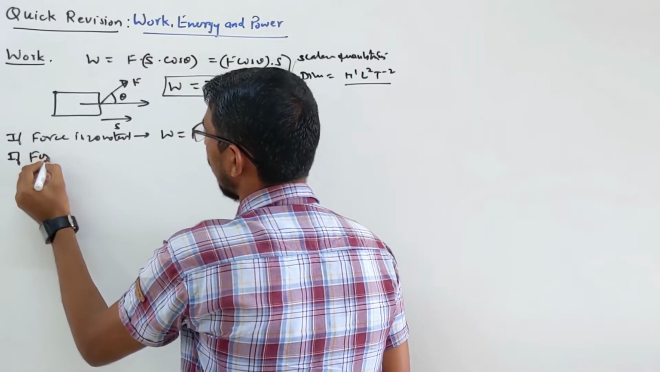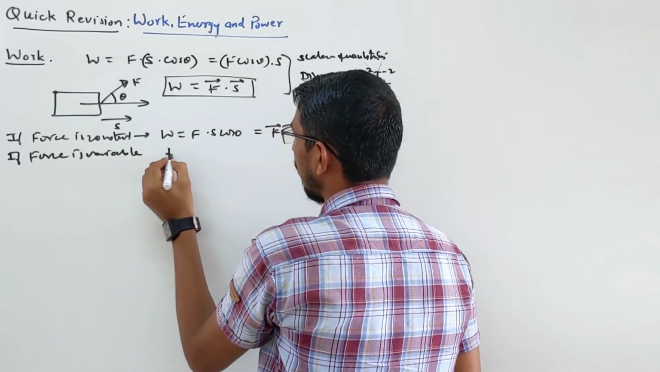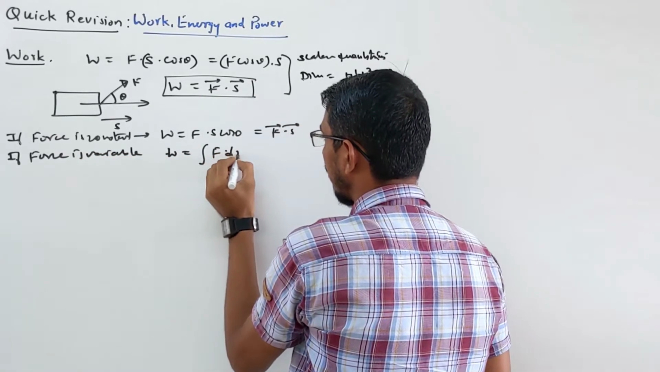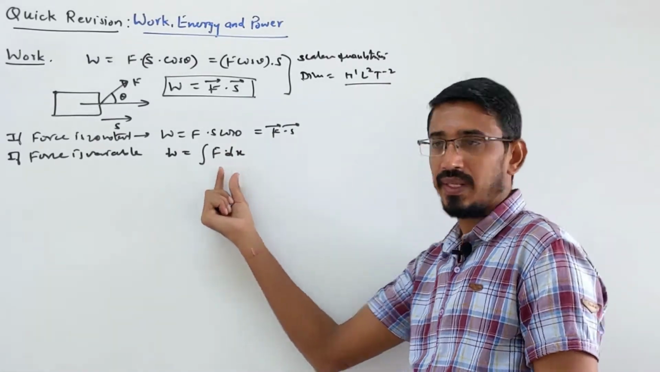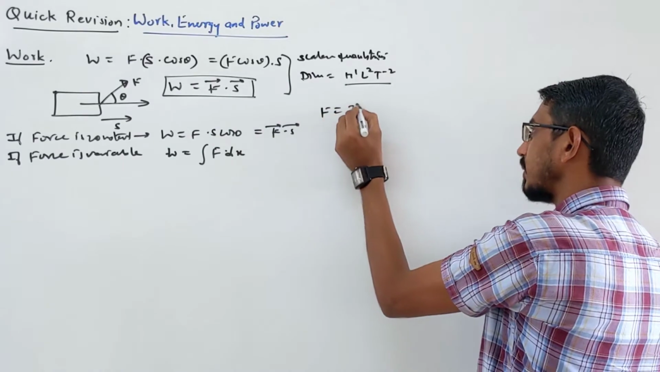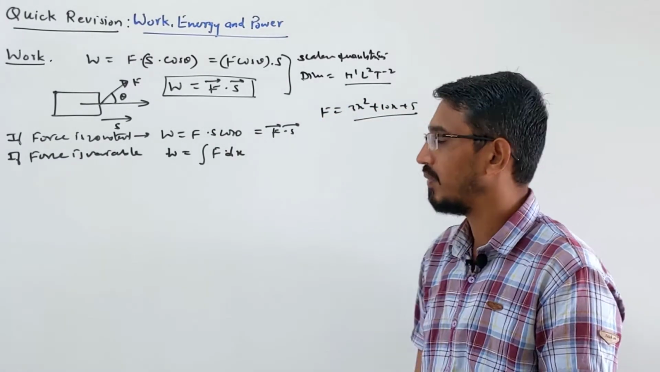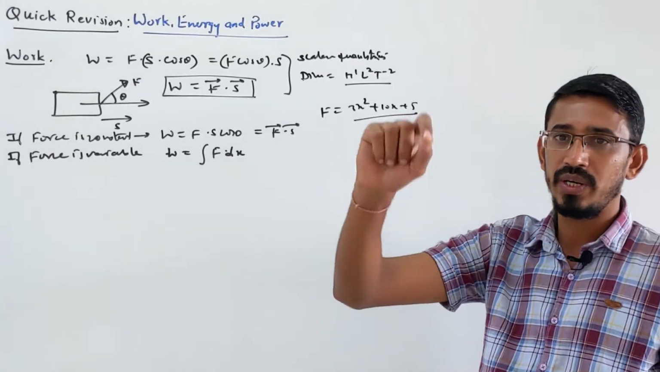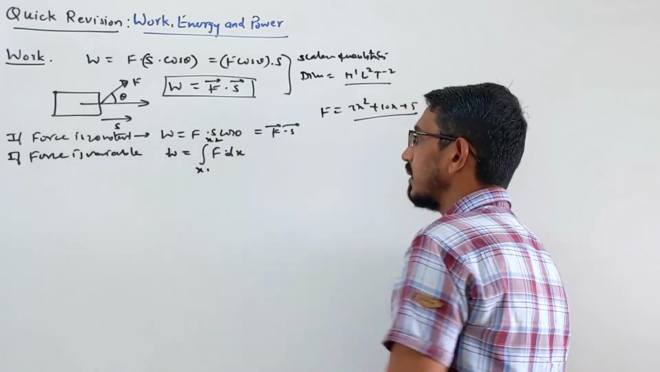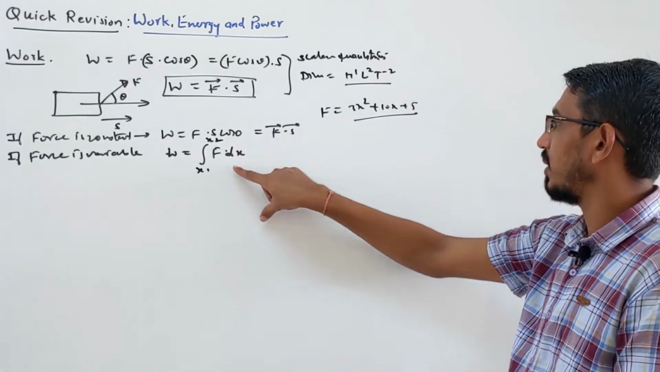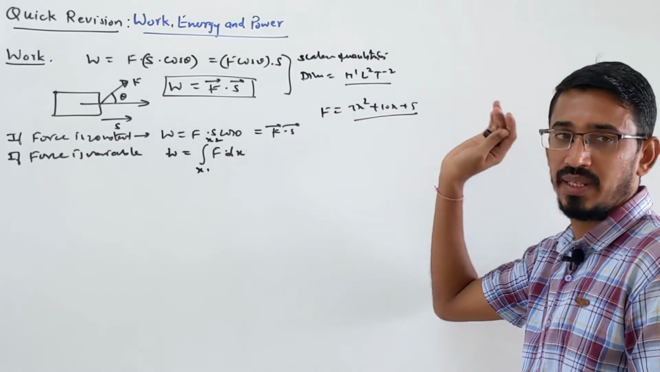If the force is given as variable, then you write the integration format. Work done will be the integration of F dot dx. Suppose the force is given in terms of a single variable, like 3x square plus 10x plus 5, and they ask to find the work done in displacing from x1 to x2. So you write integration of F dot dx. This is a single coordinate, along the x direction only.